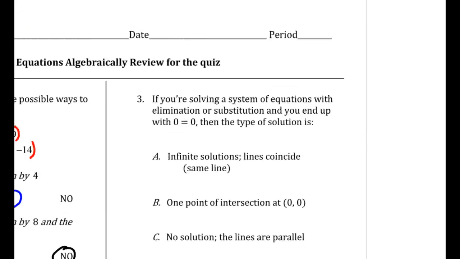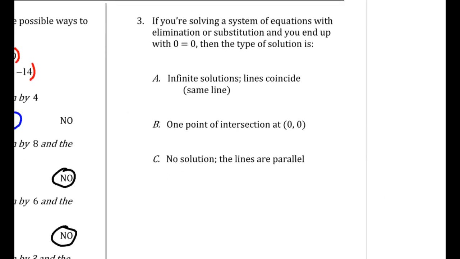All right, let's look at the special cases. So you're solving a system of equations and you get 0 equals 0. So what does that mean? All right, so let me give you a situation here. Negative 2x plus 3y equals negative 4, and then 2x minus 3y equals positive 4.